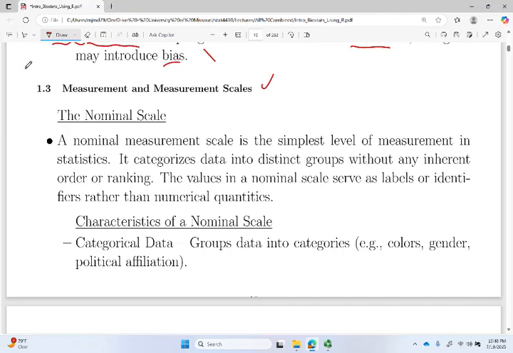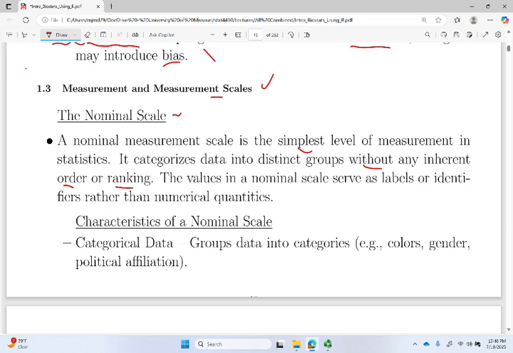All right, this is chapter 1, part 2. We're on measurement scales. The first one is nominal, and it's perhaps the simplest level. It's really categorizing data into distinct groups, but they have no ranking or ordering.